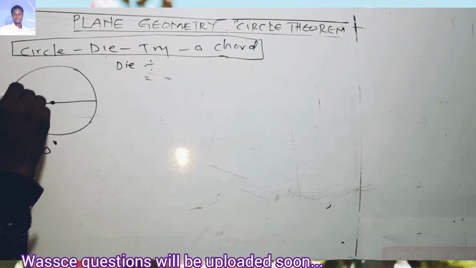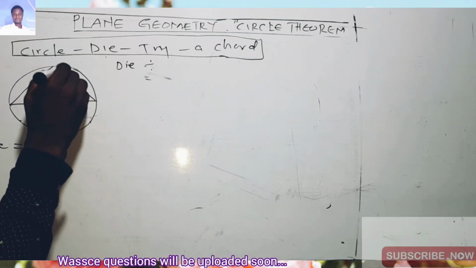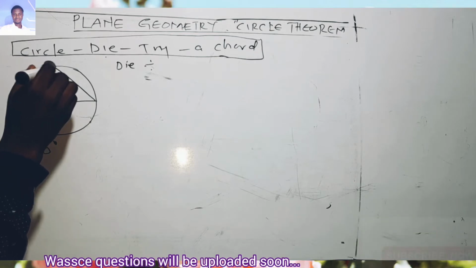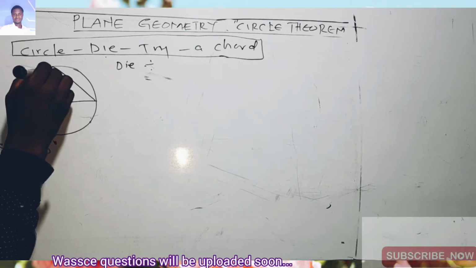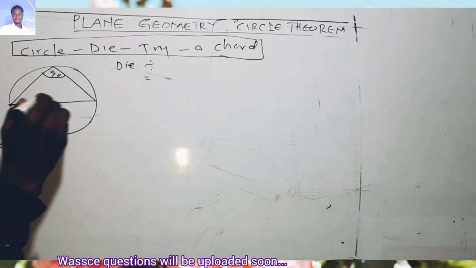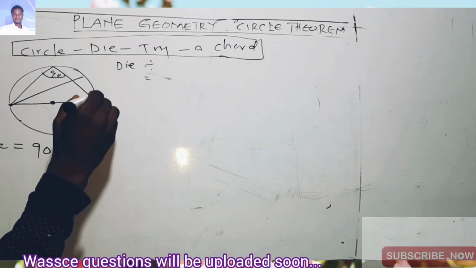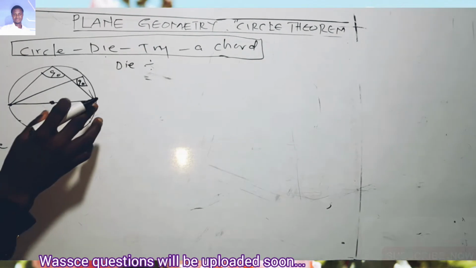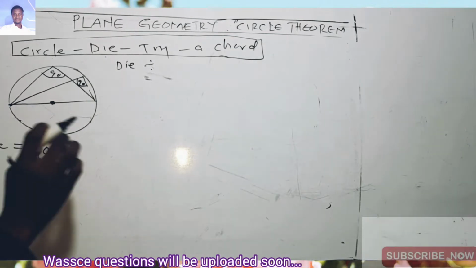So if this one comes here and this also meets here, the angle where the two lines meet will give you 90 degrees. Assuming they also start from this point, the two extremes, the two ends, and then it also meets here, here will also be 90 degrees. So wherever the diameter meets on the circumference, it gives you an angle of 90 degrees.